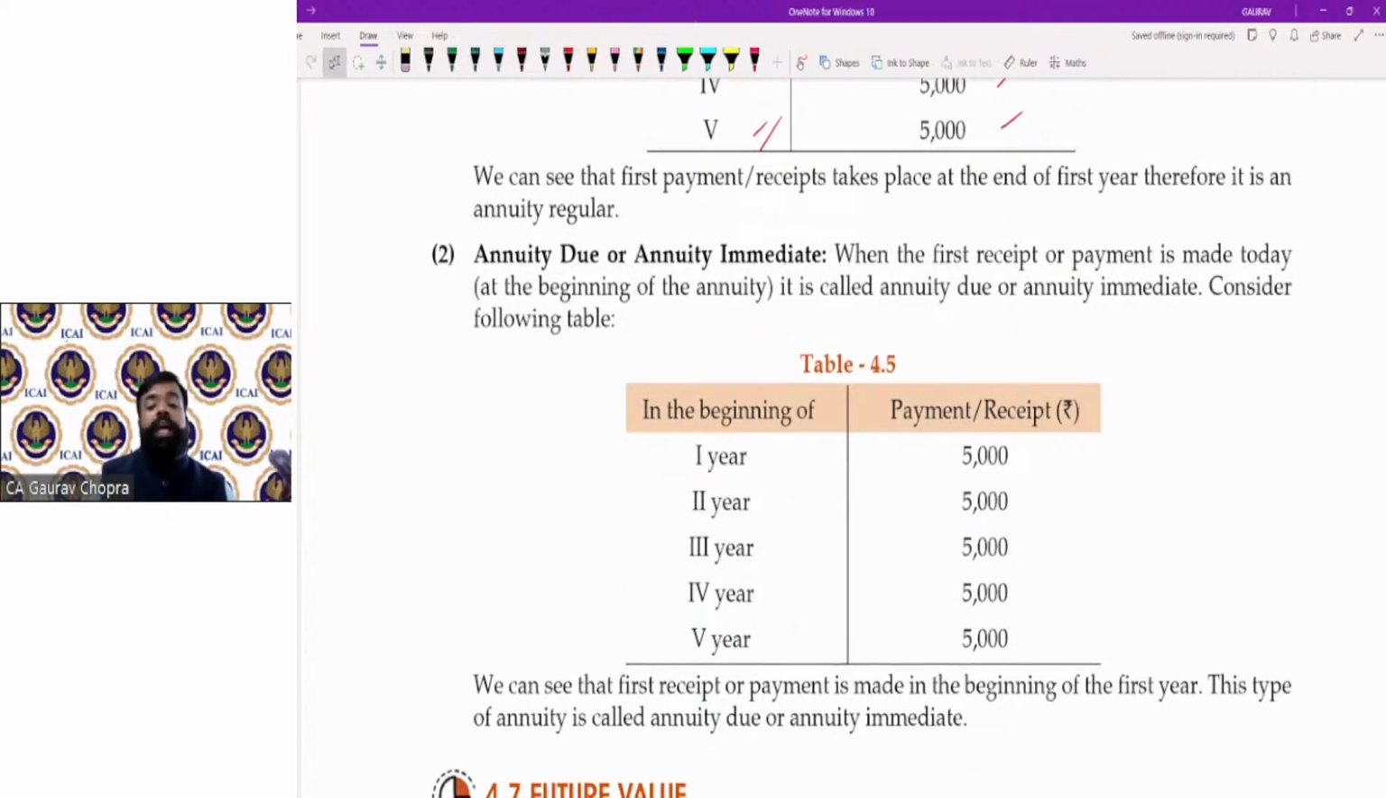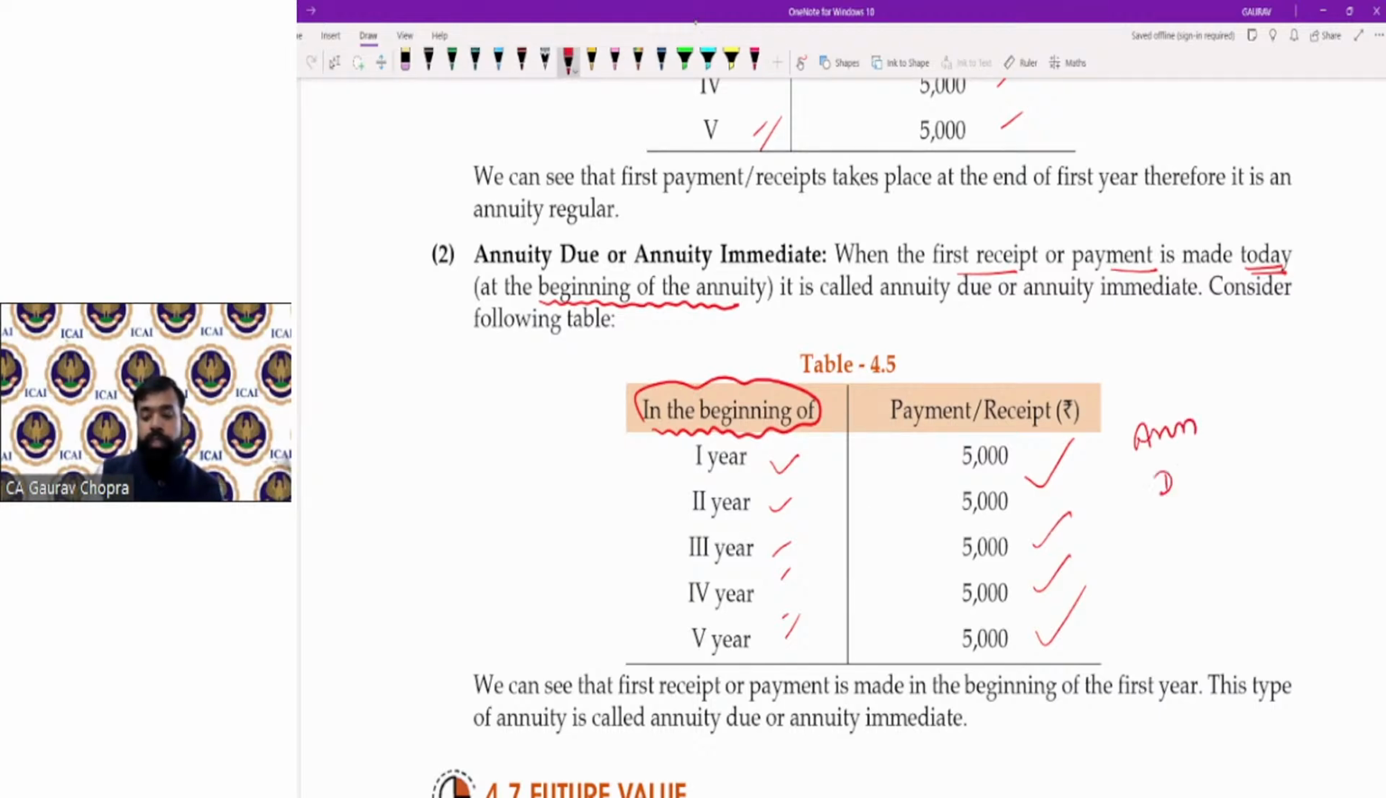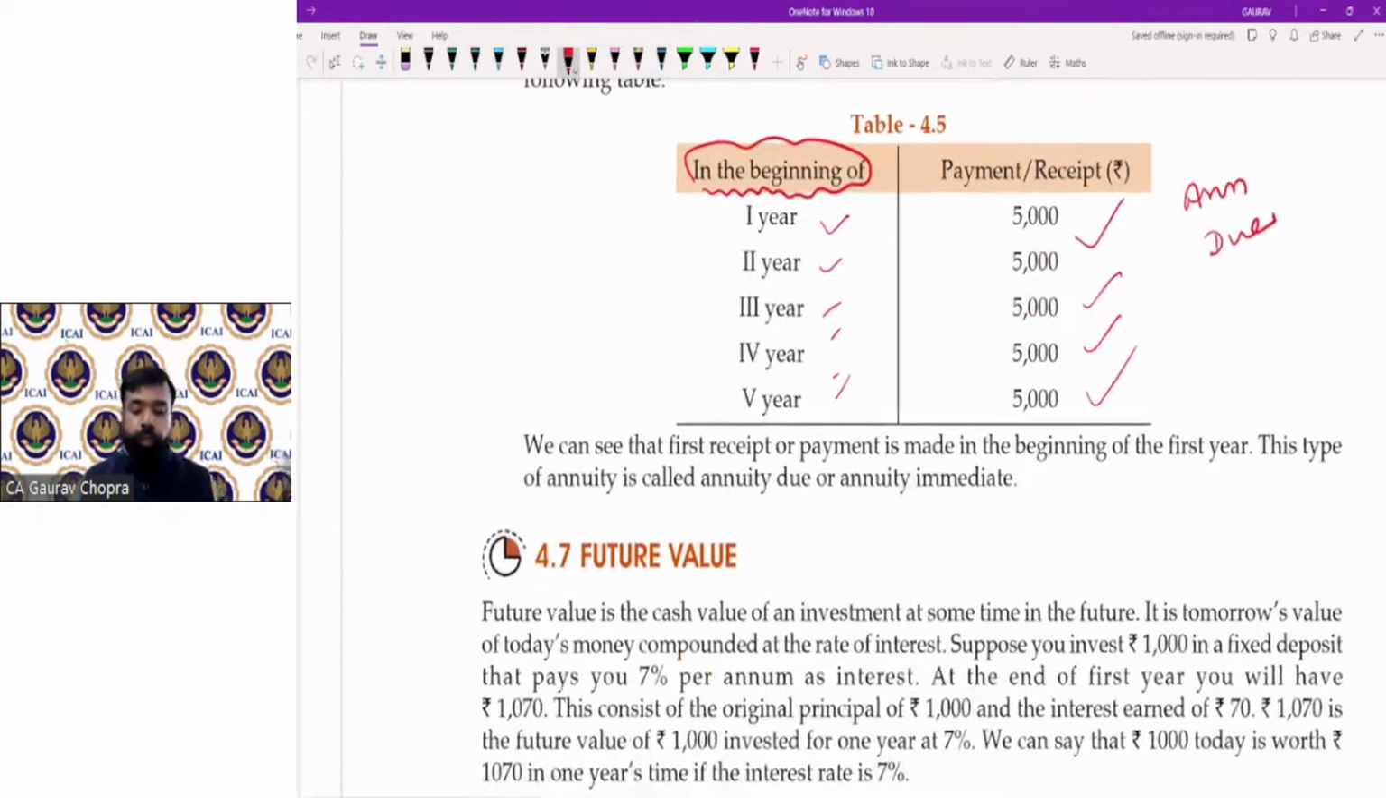Now, the second one, annuity due or immediate. The first receipt or payment is made today. शुरुआत आज से ही करनी है, आज से. That means at the beginning of the annuity. Beginning से ही अगर payment करना है, then it is annuity due. So here it is written in the beginning of first year, second year, third year. So time gap is same, amount is also same. So it is regarded as annuity due. This is the annuity due. Okay.